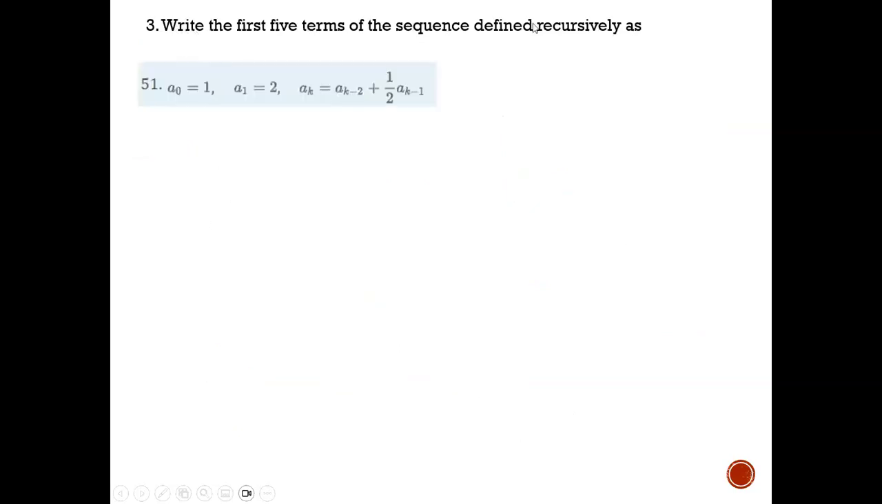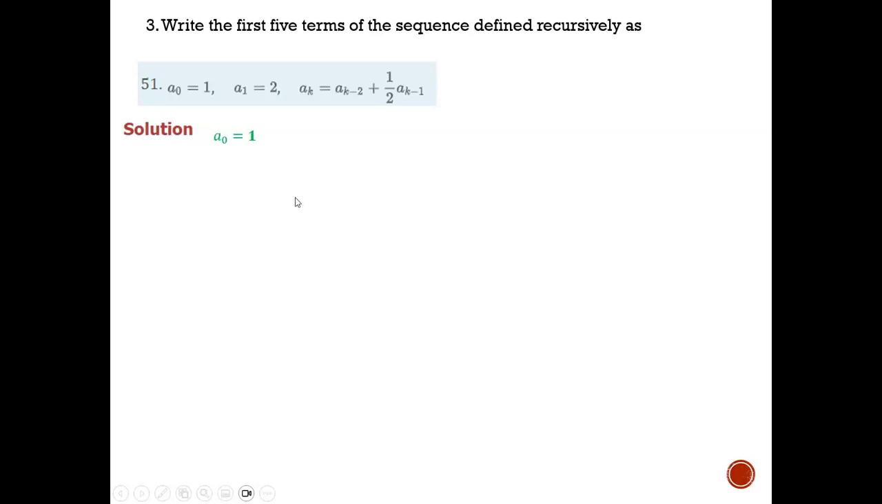Okay, here we have a recursive sequence. We want to write the first 5 terms of the sequence as defined recursively. That means that the previous terms help you generate the next terms. So this one starts with a sub 0. If a sub 0 is 1, a sub 1 is 2, then for the terms following that, a sub k, you're going to get a sub k minus 2, so you go 2 terms before that one, plus 1/2 a sub k minus 1, which is the term right before that one. So that's how this one is defined.